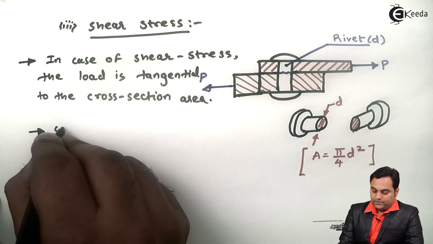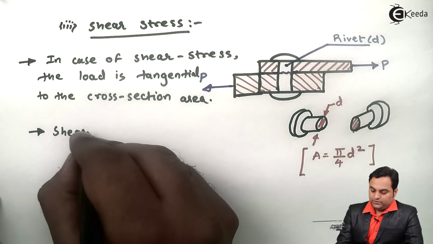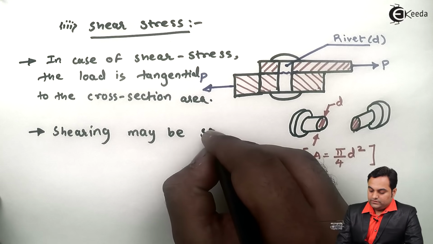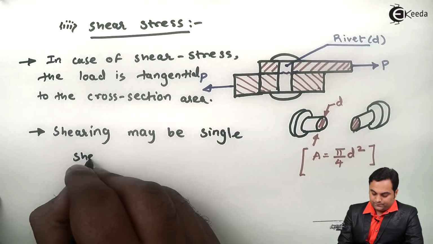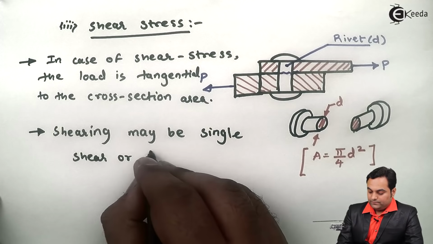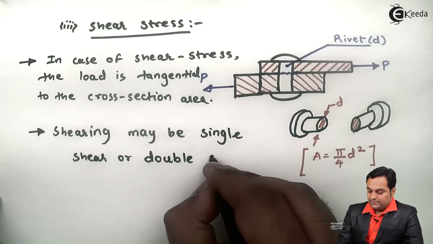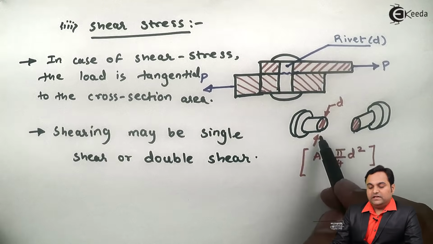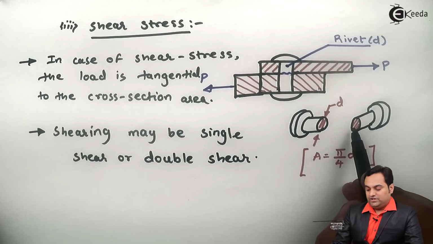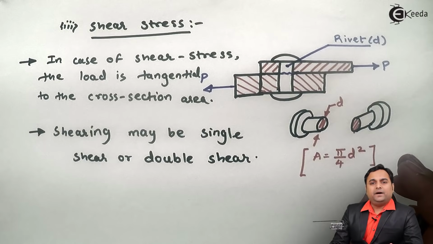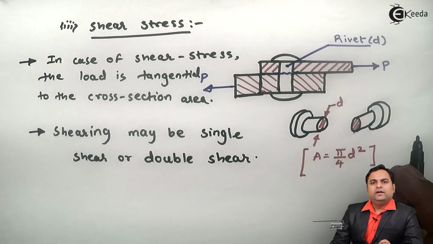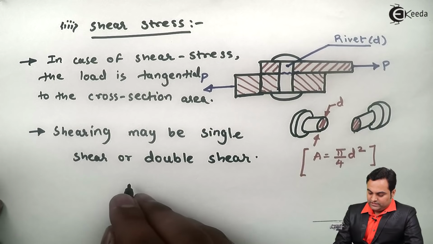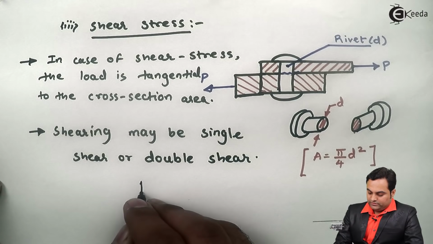I can write down, shearing may be single shear or double shear. See, if the rivet is breaking into two parts, that becomes a case of single shear. If it is breaking into three parts, then it becomes a case of double shear. In that case, we would be having 2 pairs of area, and for that, suppose I will draw the diagram for double shear.